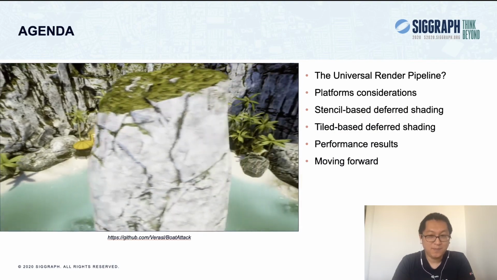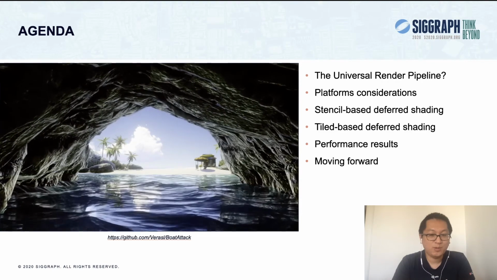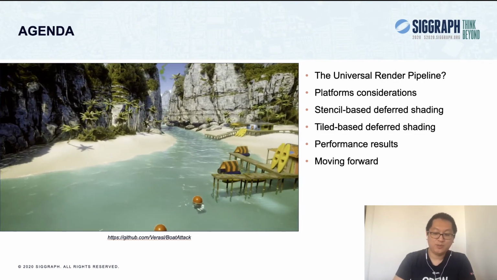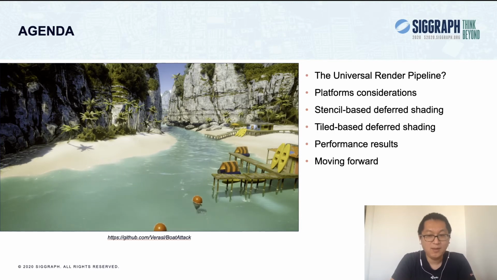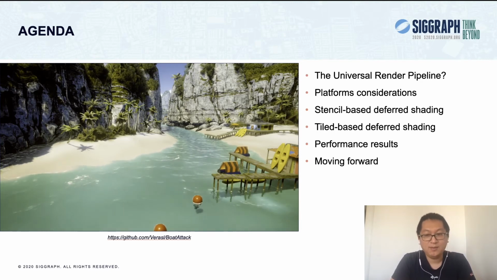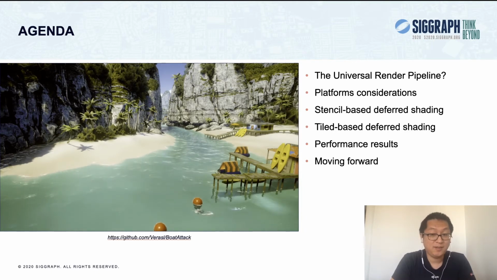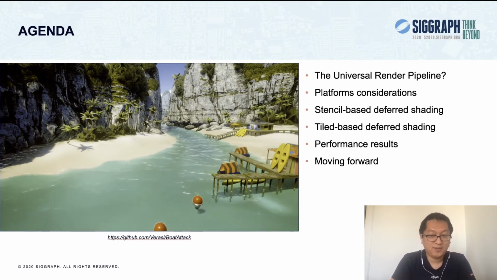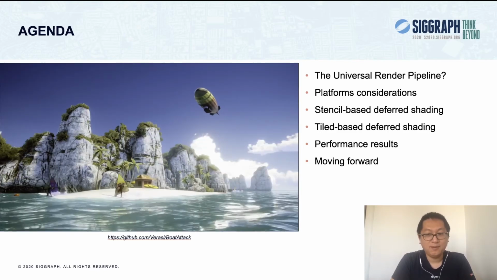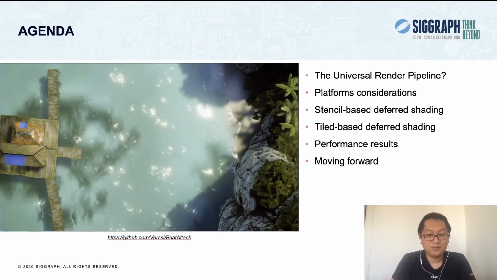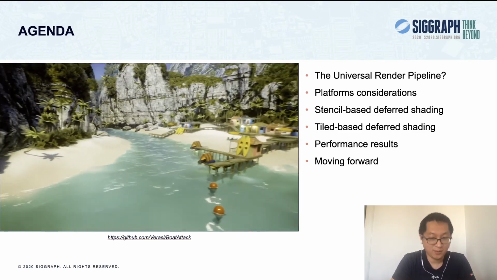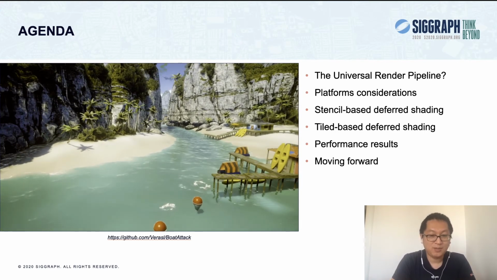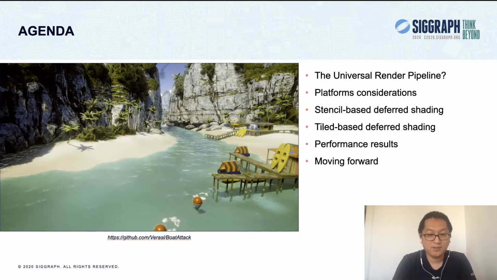So our agenda is: first I'll talk about the Universal Render Pipeline and what it is. I'll talk about some platform considerations regarding how to implement the deferred renderer in the Universal Render Pipeline. I'll briefly explain the stencil-based deferred shading technique as opposed to the tile-based deferred shading technique. And then I will show some performance results we have on both PCs and mobile hardware. And finally, moving forward, I'll talk about the future work still required with the deferred renderer.